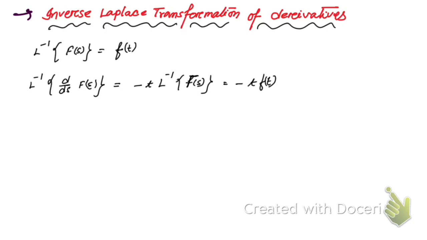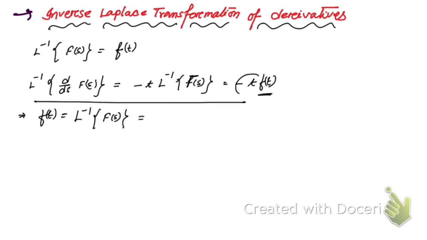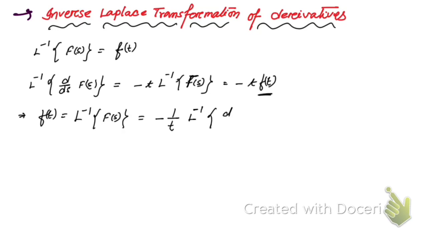So now you see it can be written as f of t, which is the inverse Laplace transformation of F of s. From this equation, this minus t will go to the other side, so f of t will be equal to minus 1 by t into the inverse Laplace transformation of d/ds of F of s.